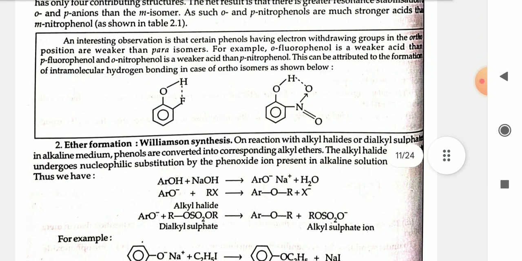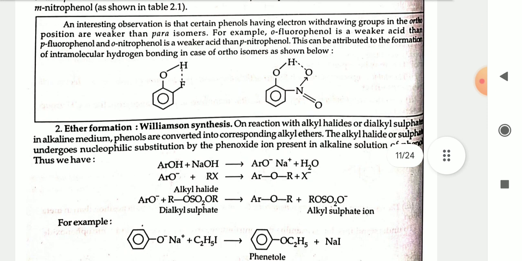An interesting observation is that certain phenols having an electron withdrawing group in the ortho position are weaker acids than the para isomers. For example, o-fluorophenol is a weaker acid than p-fluorophenol, and o-nitrophenol is a weaker acid than p-nitrophenol. This can be attributed to the formation of an intramolecular hydrogen bond.